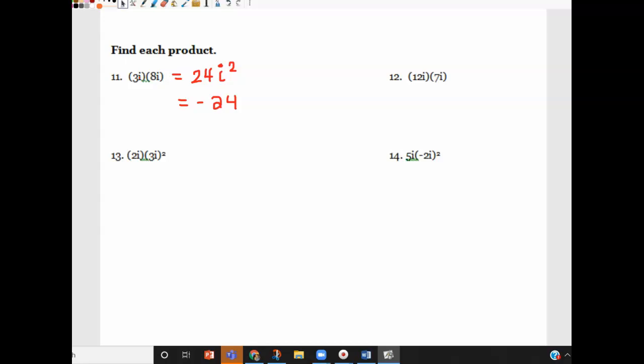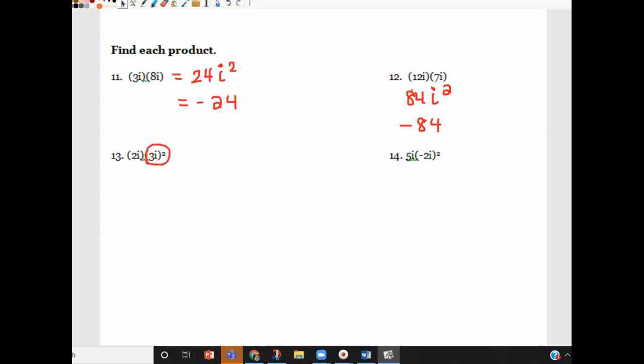In number 12, you would multiply your 12 and your 7. You get i squared, change i squared to negative 1, and you get negative 84. So the product of two i's becomes a real.